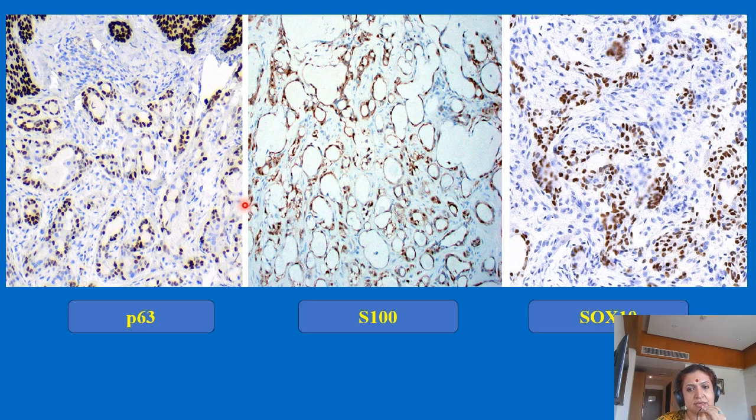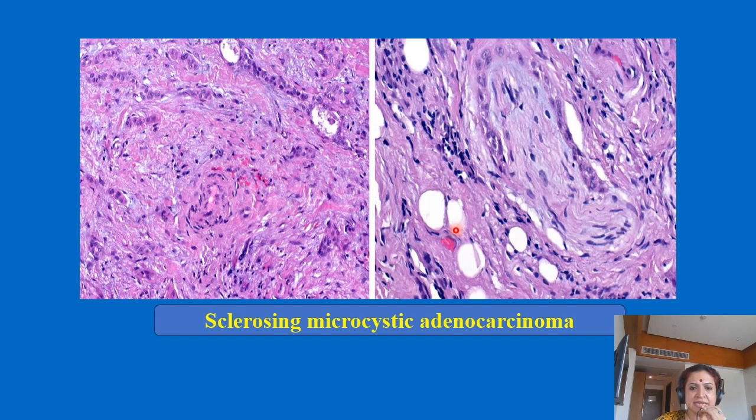Then here, this microsecretory is positive for P63, S100, and SOX10. Sclerosing microcystic adenocarcinoma: you see this abundant sclerosis in a hyalinized stroma, and this is actually a biphasic tumor. The sclerosis and hyalinization can mimic hyalinizing clear cell carcinoma, but this tumor, unlike a clear cell carcinoma, is biphasic.